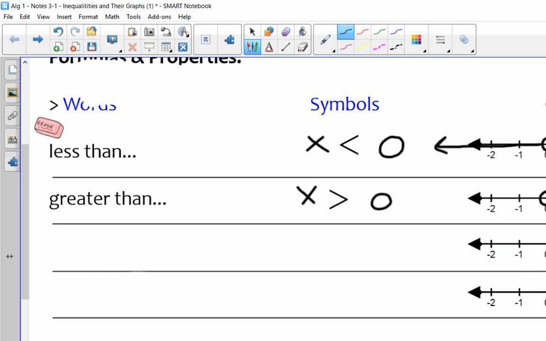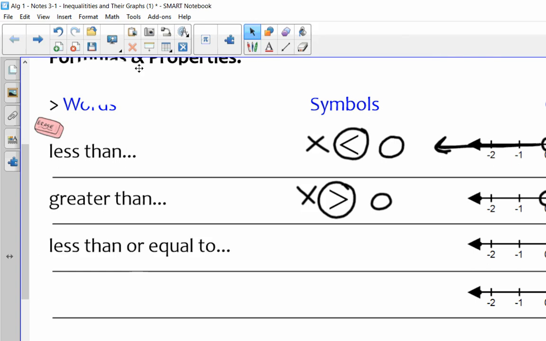Now I just want to tip you off here. You look at this symbol, it's pointing to the left. Well, which way did my arrow go? It went left. The second one, my arrow's pointing to the right. Well, which way did it go on my number line? It went to the right. So the symbol actually helps you with drawing your graph. It tells you which way to draw it.